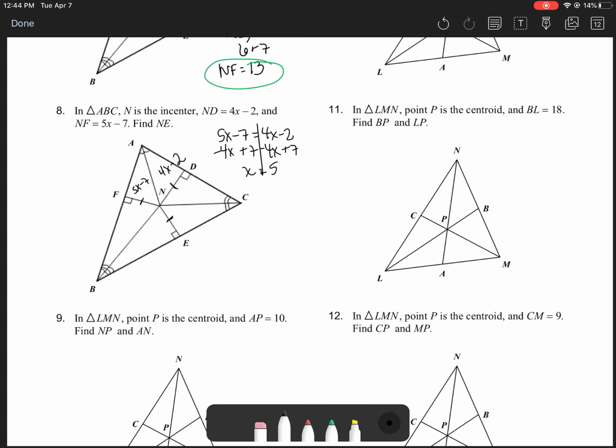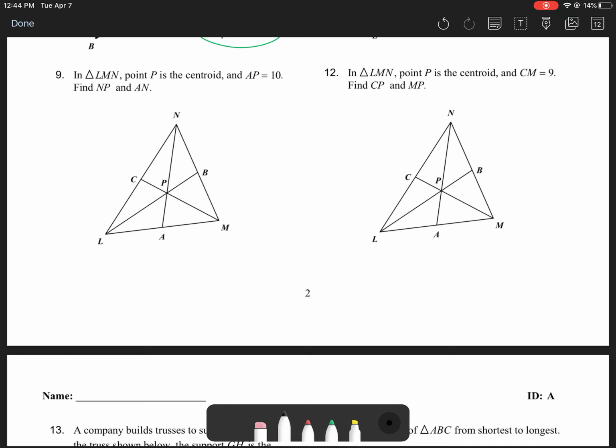Now that I have x equals 5, I need to plug it back in. Similar to the last one, it doesn't matter what I plug it in for. So let's plug it in for 4x minus 2. So 4 times 5 minus 2, which is 20 minus 2, or 18. So I know that NE would equal 18.